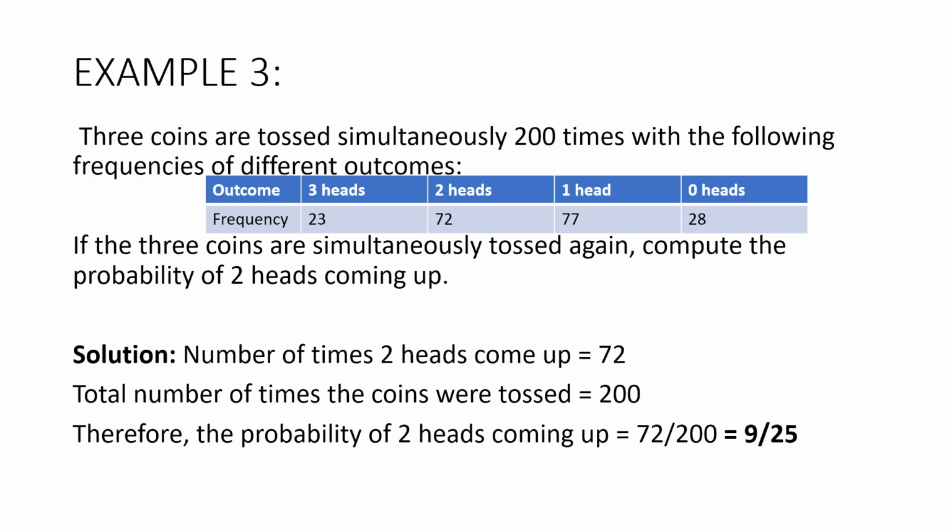Example 3. 3 coins are tossed simultaneously 200 times with the following frequencies of different outcomes. When 3 coins are tossed, you can get either 3 heads, 2 heads, 1 head or 0 heads. So if 3 coins are simultaneously tossed, again compute the probability of 2 heads coming up. So from the given data we have to find the probability of 2 heads. Now from the data, number of times 2 heads come up is 72 and total number of times they were tossed is 200. So the probability is 72 upon 200 or 9 upon 25.